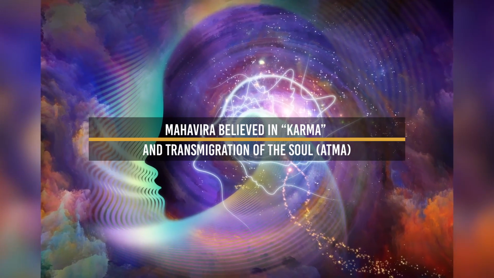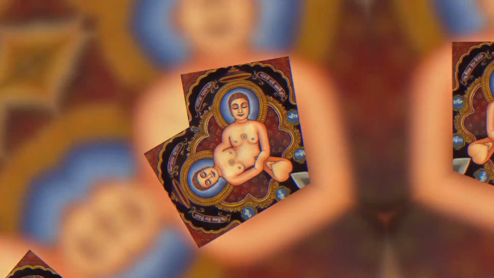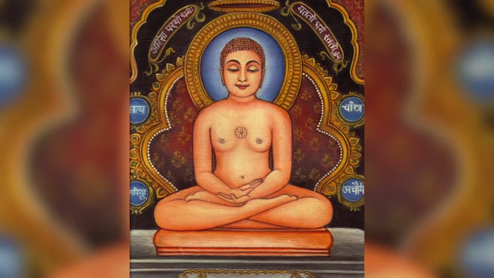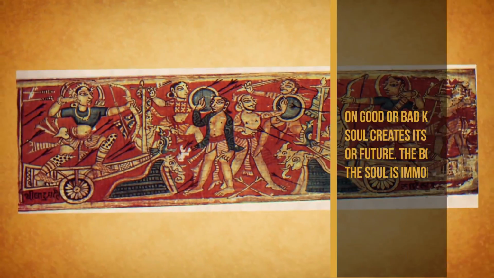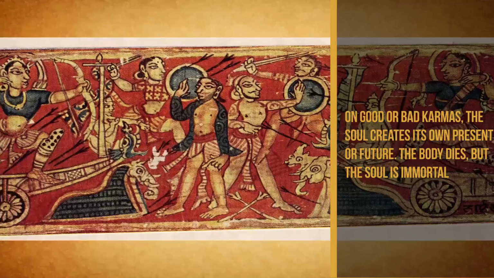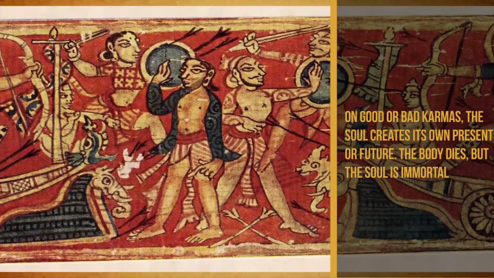Mahavira believed in karma and transmigration of the soul. Man is punished or rewarded in successive births according to his karma. On good or bad karmas, the soul creates its own present or future. The body dies but the soul is immortal.